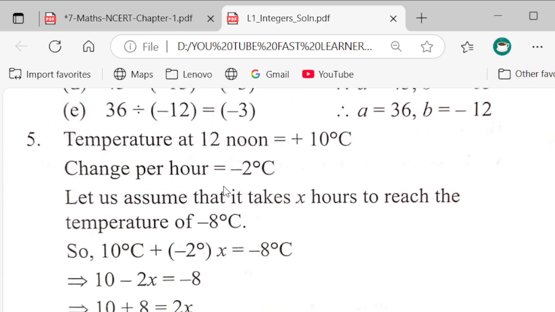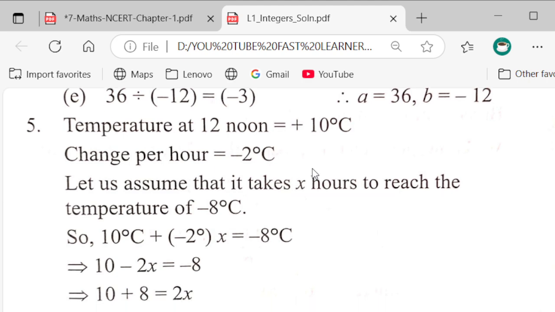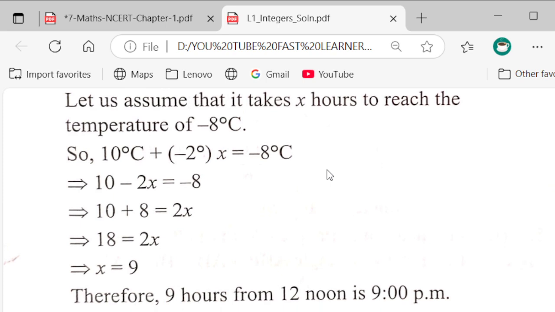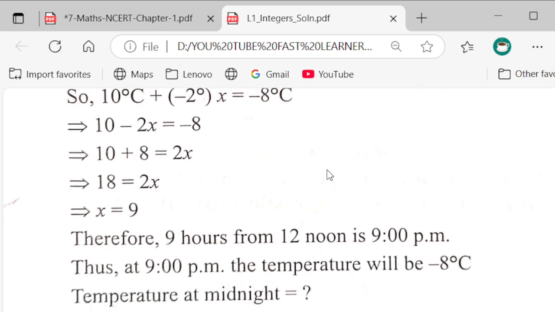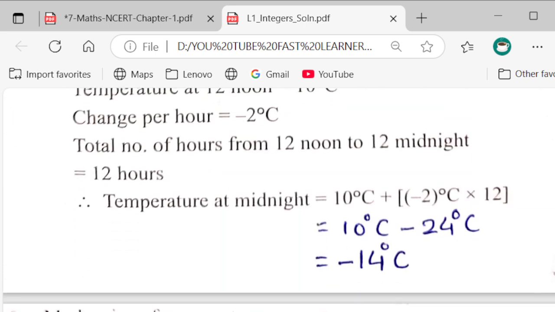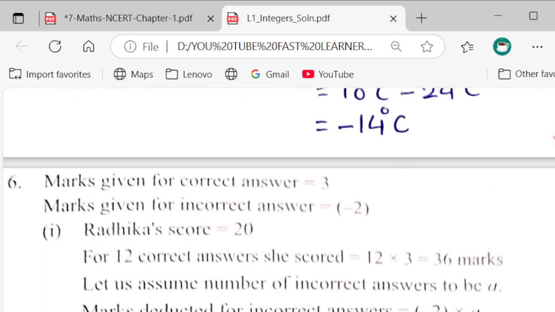You can also count it: at 12 noon it is 10, so at 1 o'clock it will be 8, at 2 o'clock it will be 6, then at 3 o'clock it will be 4, and at 4 o'clock it will be 2, like that. See, temperature at midnight. So 2 degrees Celsius per hour, x times, so 10 minus 2x will be minus 8, and here you solve the equation. 9 hours from 12 noon is 9 p.m. and at 9 p.m. the temperature is minus 8. You can find it out this way.